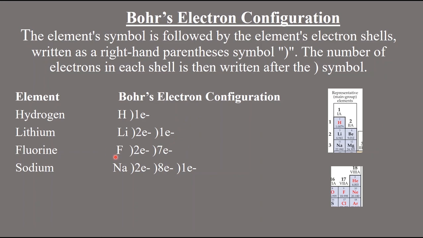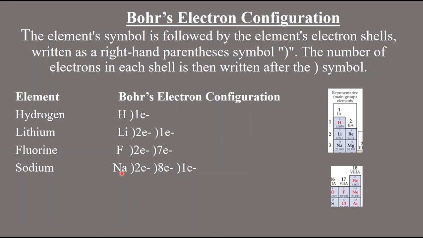For fluorine, we have the symbol of fluorine. First bracket is for the first shell. 2 electrons is the max that can go in the first shell. The second bracket is for the second shell, and the second shell has 7 electrons. So total electrons in fluorine are 9, and 7 is the valence electrons of fluorine.